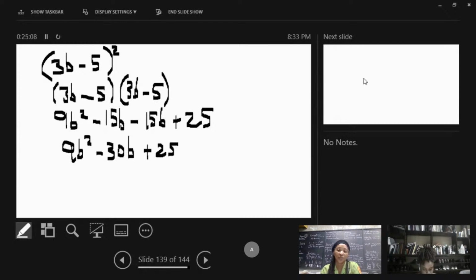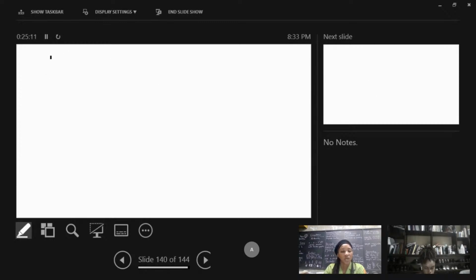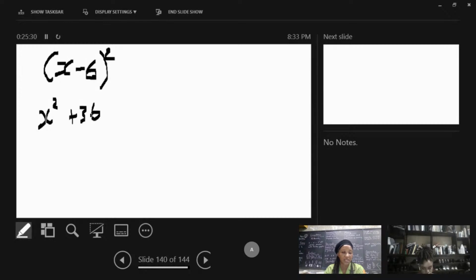Very good. And I should point out, some persons might be tempted to do this. Like if they say x minus 6 squared, some persons would write x squared plus 36 because in their mind they're saying, okay, I need to square each of the terms, right? But this is wrong. This is wrong. What would be the answer for x minus 6 squared?